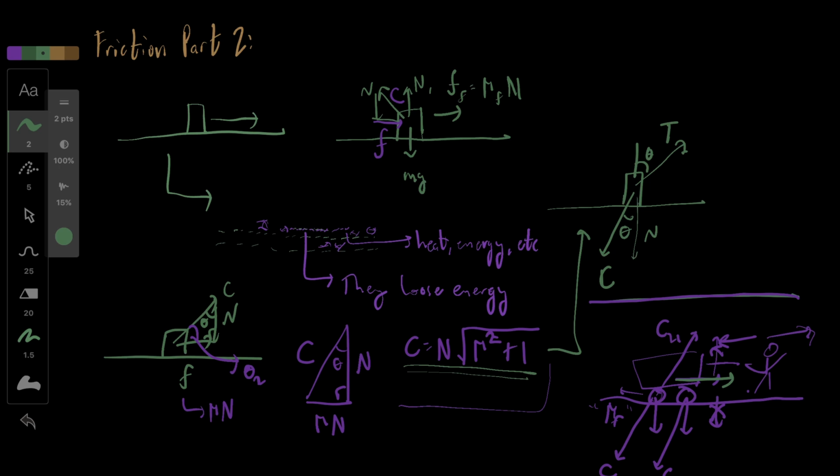So, what we have over here is this formula for contact force. The contact force is equal to N times the square root of mu squared plus 1. So, how does that work? Well, we showed how it's by the Pythagorean theorem. But, as you can see, contact force times the sine of that angle theta is equal to mu N, or the force of friction, and contact force times cosine of theta is equal to the normal force.